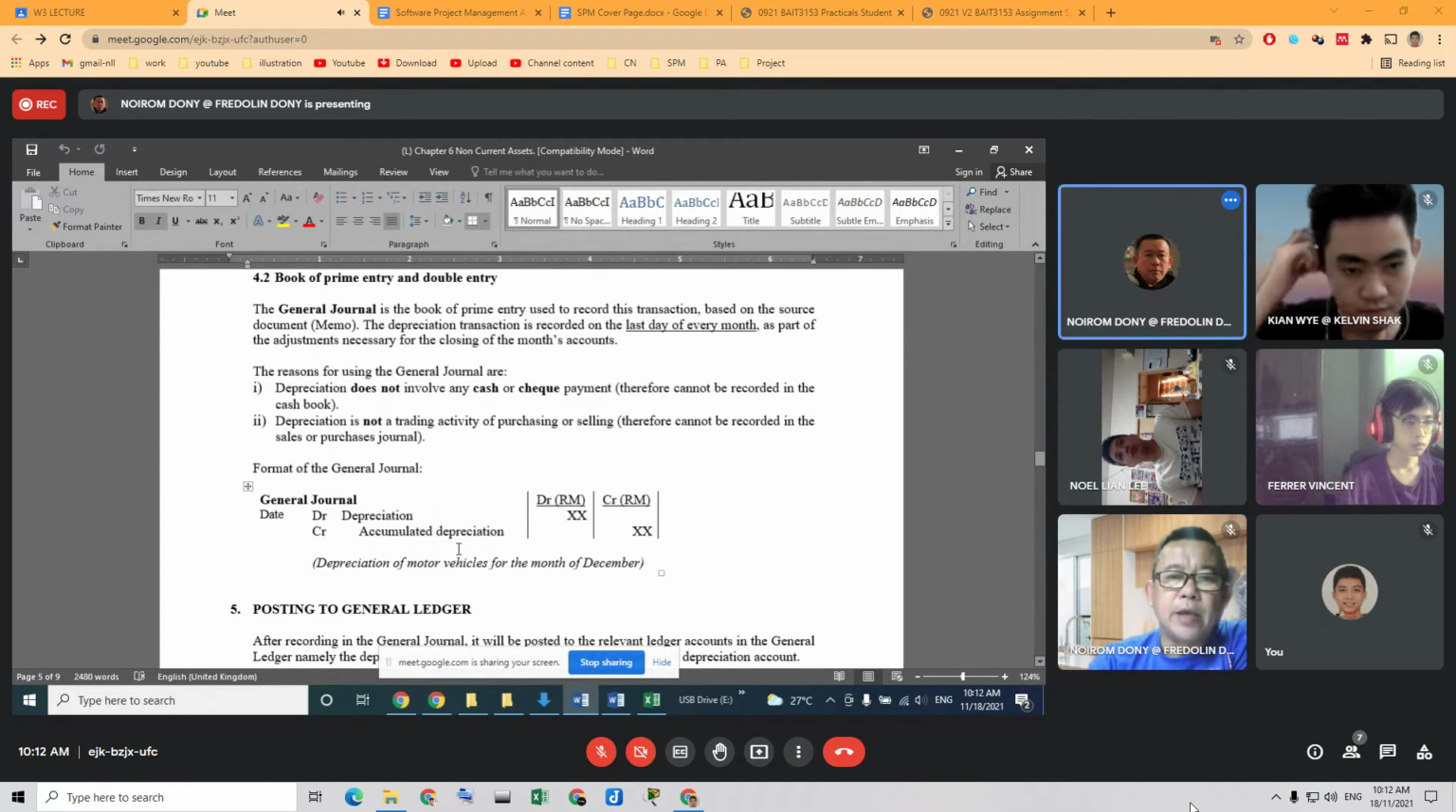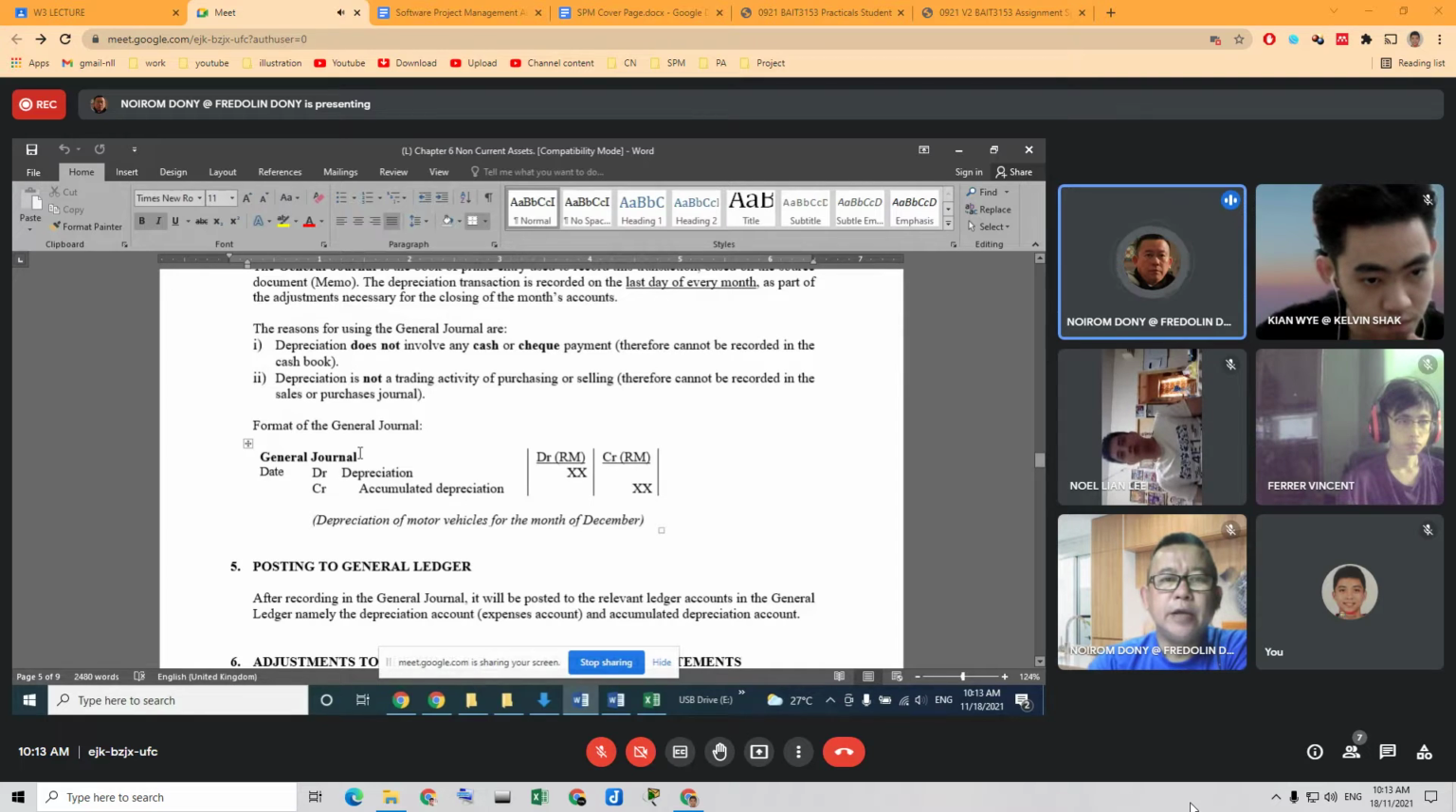Okay, and then at the bottom part, you put a narrative. Narrative means the explanation of this entry. The explanation here is depreciation of motor vehicle for the month of December. Okay, any problem with this? Can you remember the format? Easy, isn't it? Just remember this format.